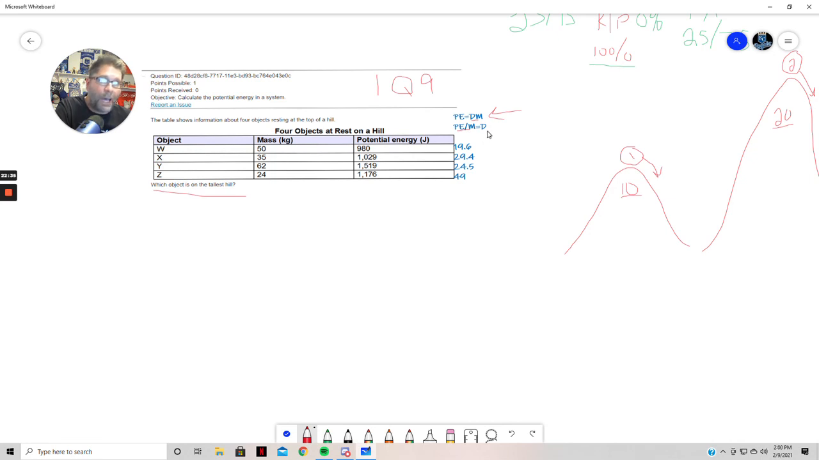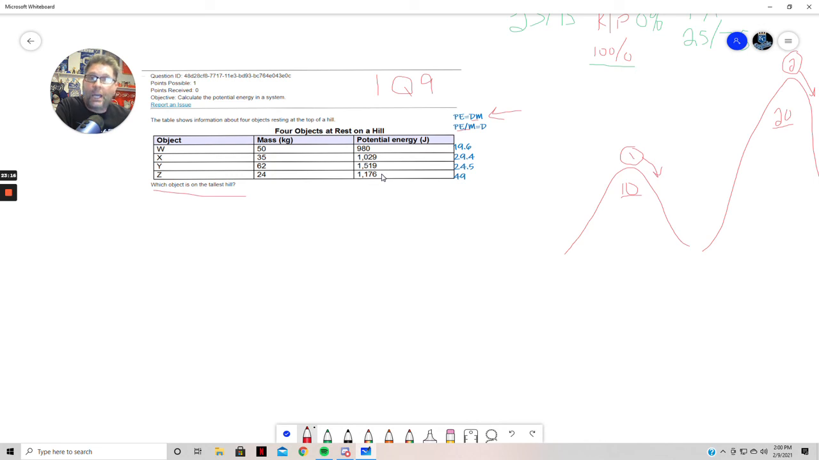If we take 980 divided by 50, we get 19.6. If we take 1029 and divide it by 35, we get 29.4. In other words, this is the height of the hill. If we take 1519 divided by 62, we get 24.5. And if we take 1176 divided by 24, we get 49. So the easiest way to spot this visually is to pick the one that has the most potential energy, and that most likely is the one that has the tallest hill.